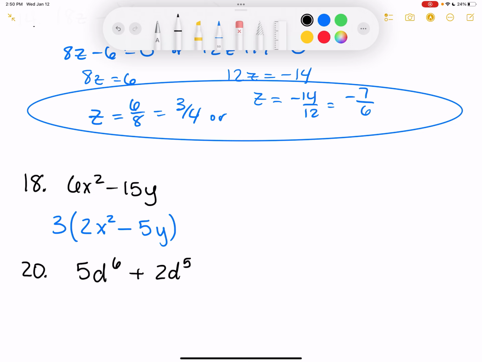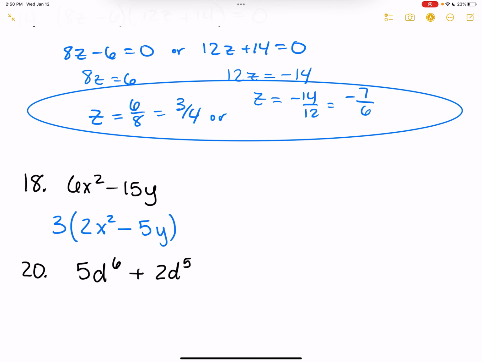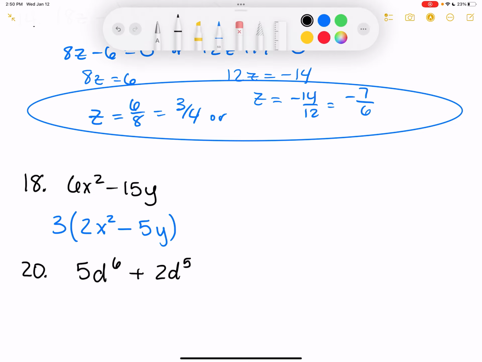The one that has the least amount is the one that's getting pulled. This one has a 5, this one has a 6. Oh, what's that called? Exponent? Yeah. Good job. So the one that has the smallest exponent is getting pulled completely. Okay, so I'm going to take out d to the 5th.